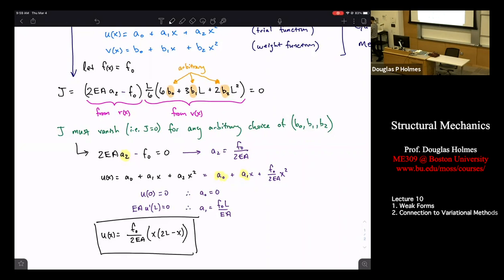Professor, can I just ask real quick, what was the point of adding the weight function? Because didn't it kind of just go away?